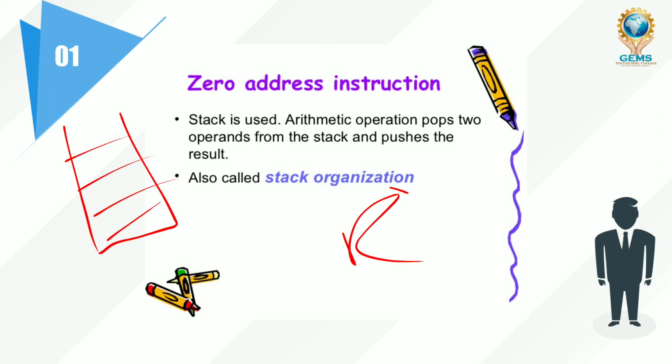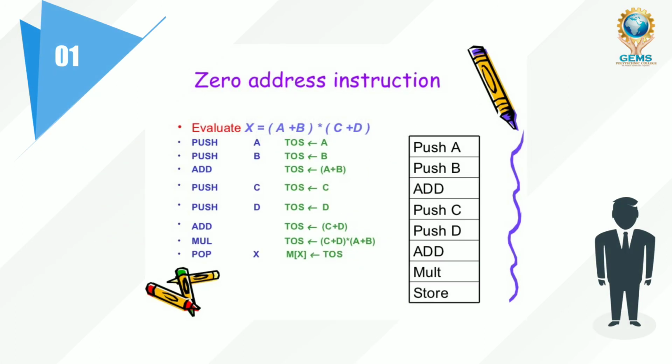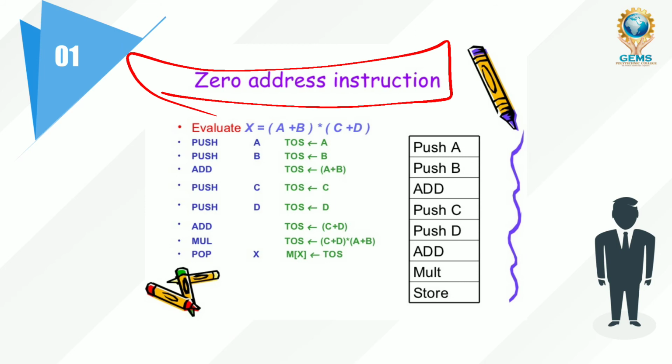Here only using one thing. And finally, zero address instruction. Here A, push B, push B, push A plus B, push C, push D. Then push, push, add, push, push, add, mul, pop. Push A first, push B first, for 2, 5, then add it, 7. And push C, push D, add, something will come. Multiplication, then store. So zero address instruction here, no reference at all.